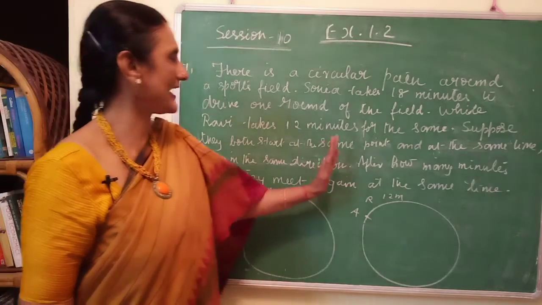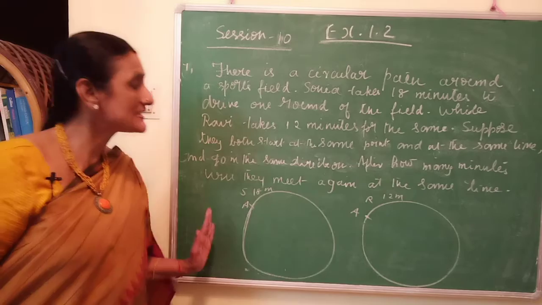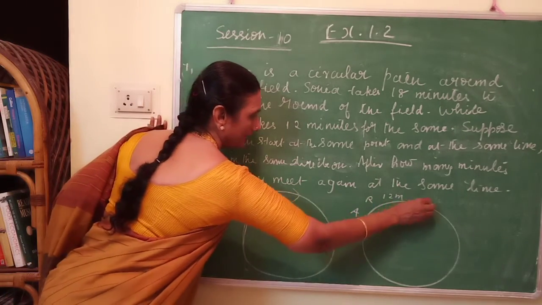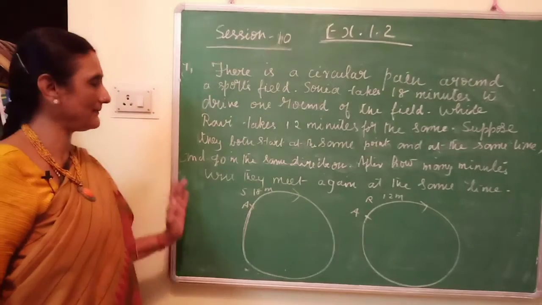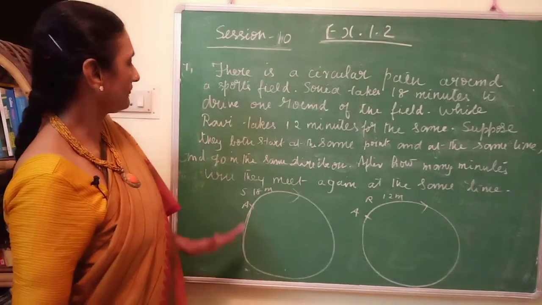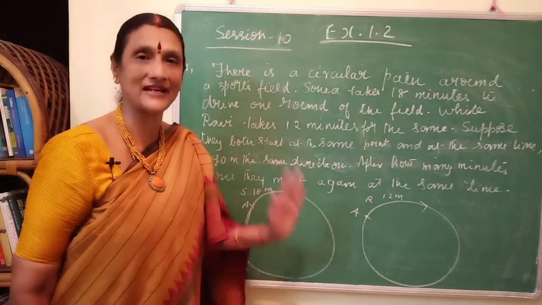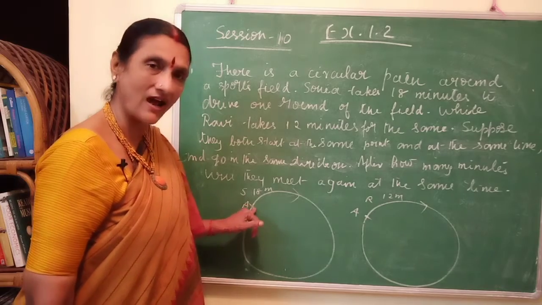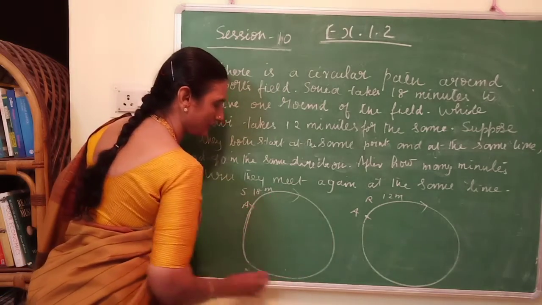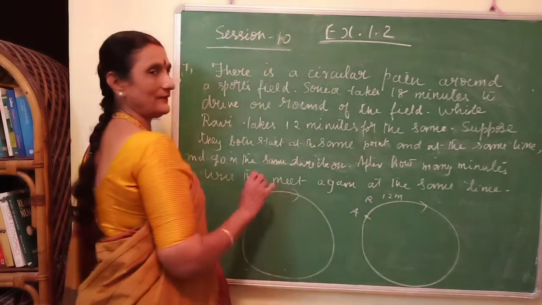they both start at the same time, at the same point, and go in the same direction. Sonia is going in the same direction and Ravi is also going in the same direction. After how many minutes will they meet again at the same point? When they start at the same time, every 18th minute she will be at the starting point, whereas this fellow will be there every 12th minute.